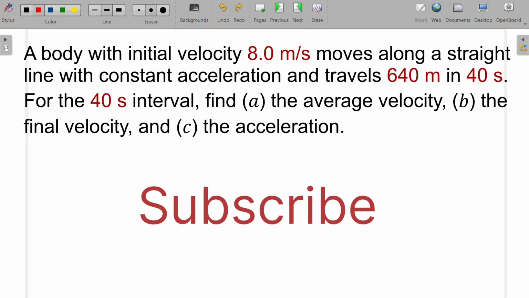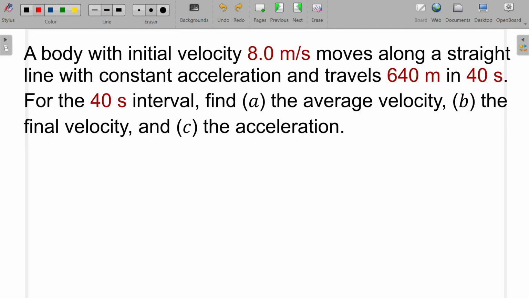Hello viewers, so I have this question that says a body with an initial velocity of 8 meters per second moves along a straight line with constant acceleration and travels 640 meters in 40 seconds. For the 40 seconds interval, find A, the average velocity, B, the final velocity, and C, the acceleration. Alright, so this falls under kinematics. And we need to find the average velocity, the final velocity, and the acceleration. So let's see how we can get that.